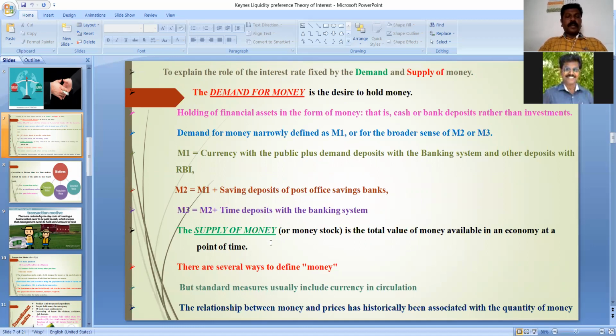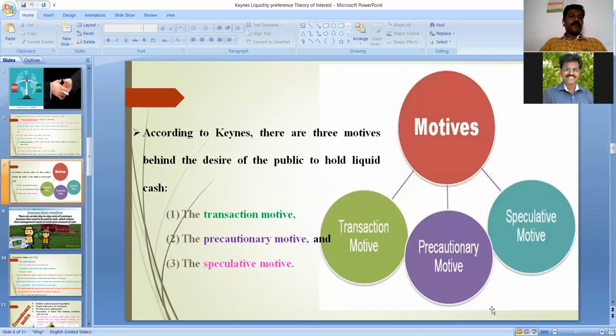Then what is the supply of money? The supply of money is the total value of money available in an economy at a point of time. Total money value available in an economy, that is called the supply of money. There are several ways to define money. It is a medium of exchange, a store of value, and a standard of deferred payments. But standard measures usually include currency in circulation, that is money. The relationship between money and prices has historically been associated with the quantity of money.